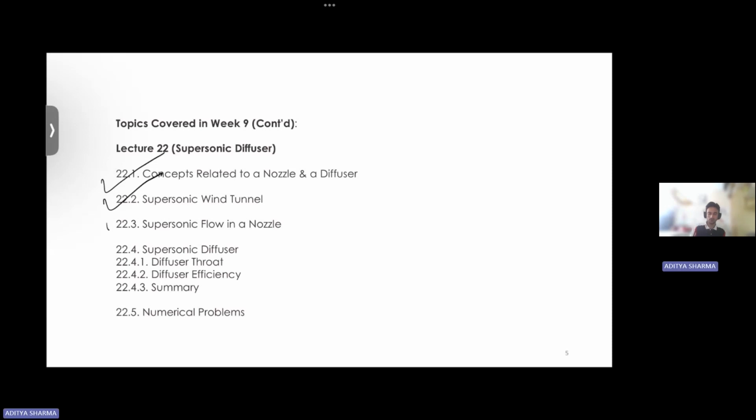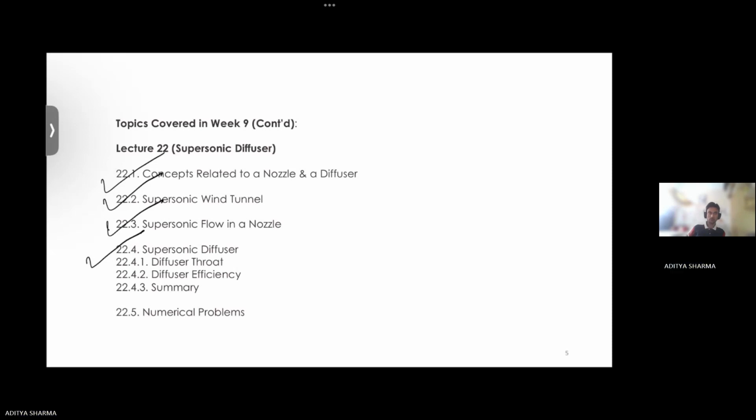Then this topic again is supersonic flow in a nozzle. This has been discussed a number of times, in the previous lectures and also in the first lecture of this week. There also it has been discussed. After that, the focus comes onto the supersonic diffuser.